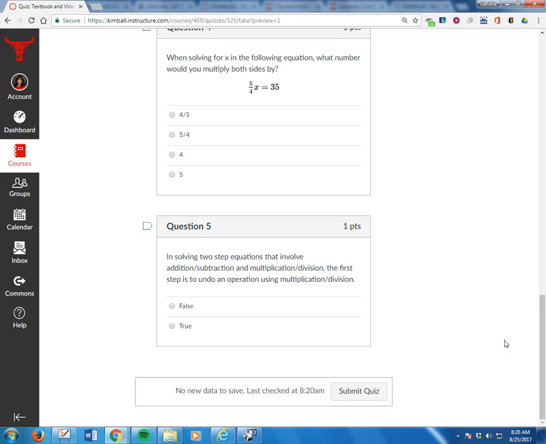The last question: in solving two-step equations that involve addition, subtraction, and multiplication, division, the first step is to undo an operation using multiplication, division. False. We talked about that even yesterday. Following the reverse order of the order of operations, the first thing you'll do is the addition, subtraction. Second thing would be multiplication, division. Questions on any of that?